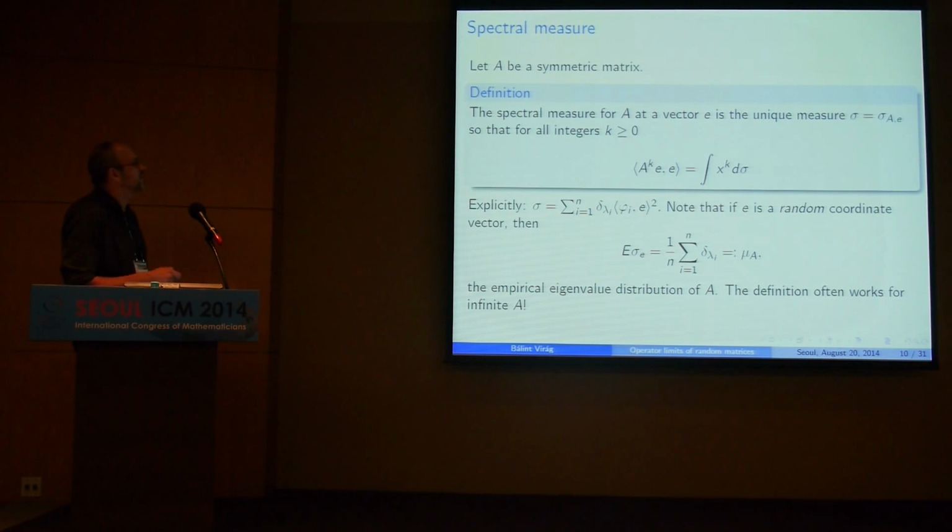So this definition also works in many cases for A that are infinite. If you have an infinite matrix, there are some technical issues, but in most of the cases we look at, we will be able to define the spectral measure for infinite A. Because if you can compute this thing, then you can just hope that there is a measure for which these moments are the right thing.